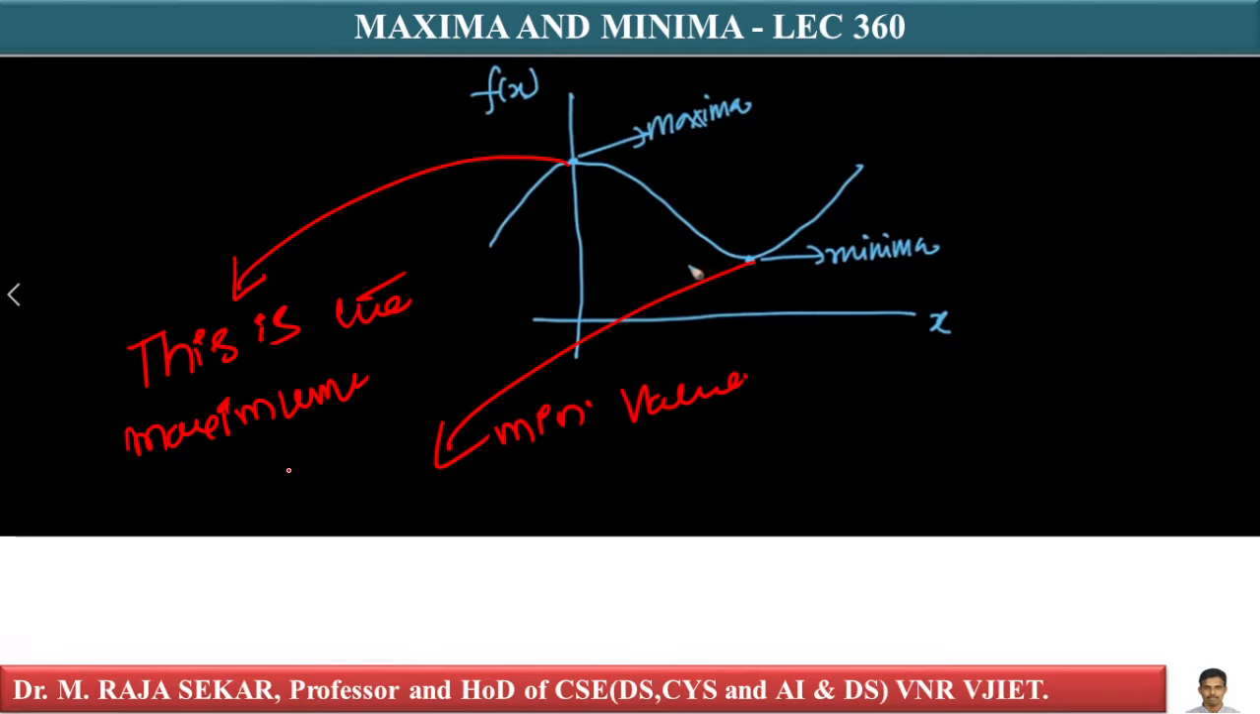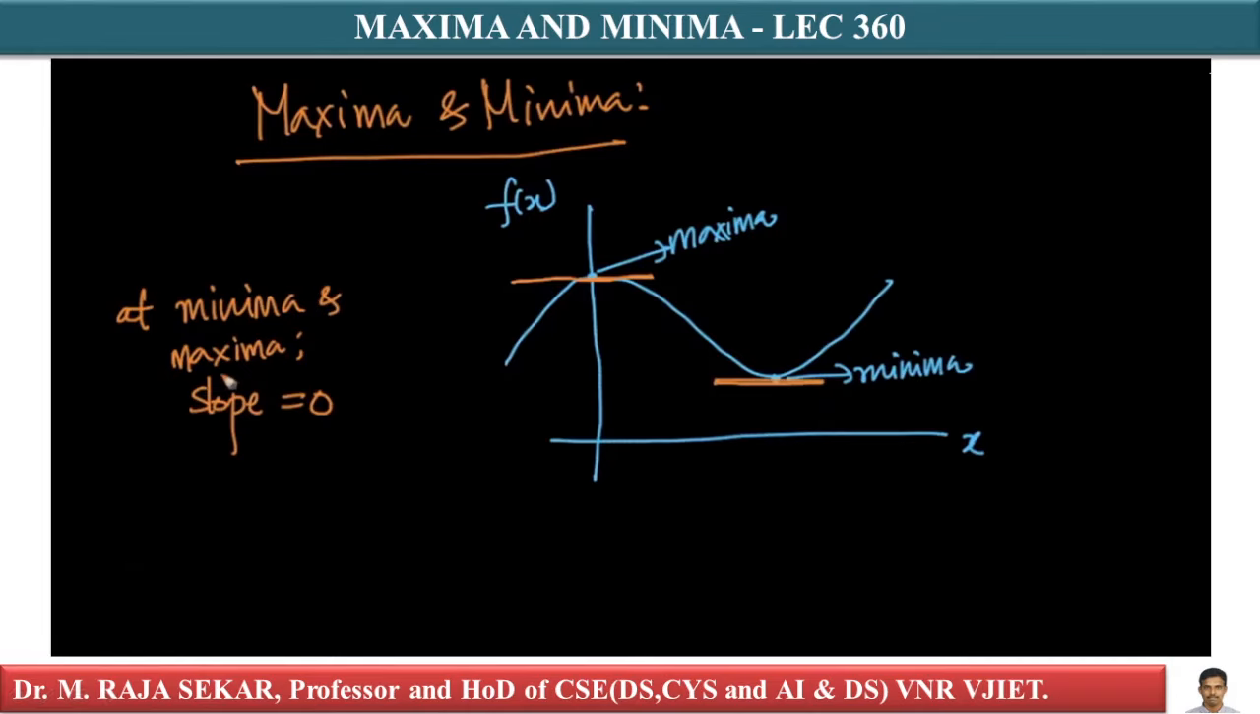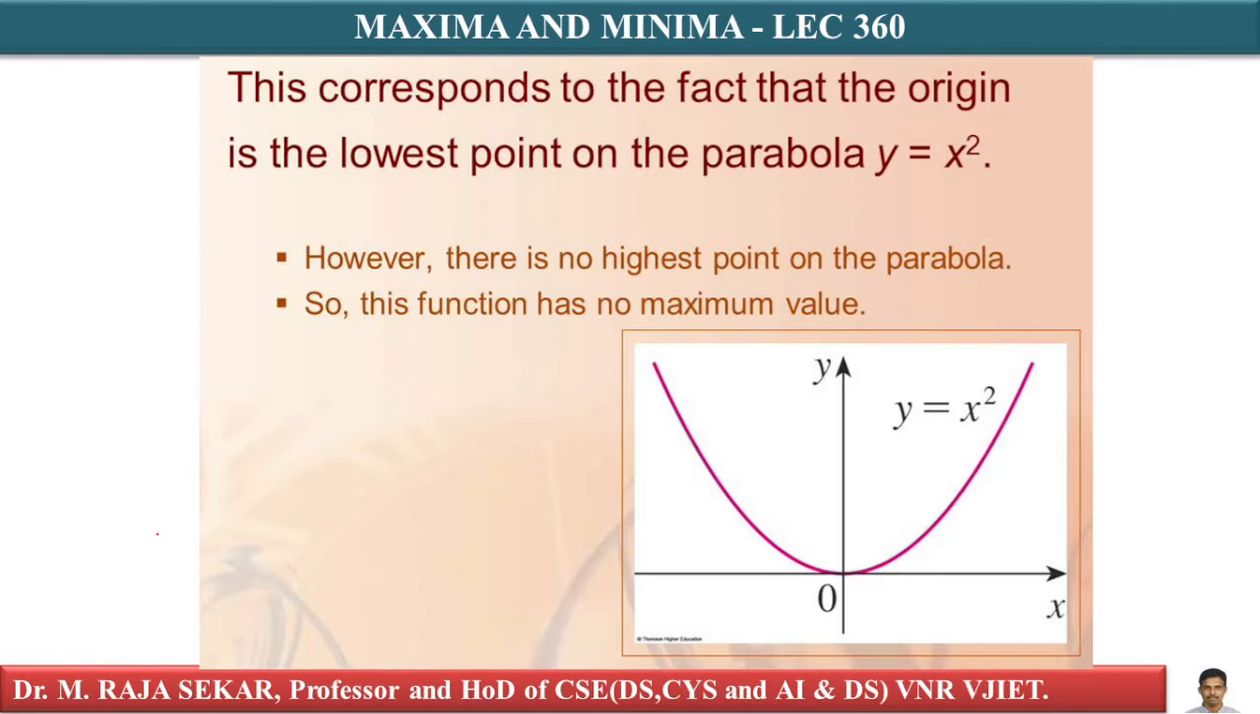One thing that you will notice here, both at minima and maxima, if you look at the slope, let's look at the slope at minima as well as maxima. What is your slope? At minima and maxima, the slope becomes 0. We already discussed what slope is in our previous lectures.